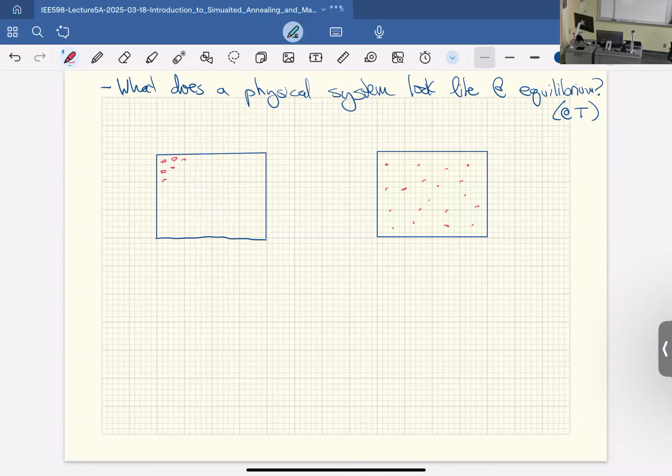From this perspective, which of these do you think is at equilibrium? Or which do you think is later in time? How many people would say this one is later in time? How many people would say this one is later in time? All right, so more hands for this one here.